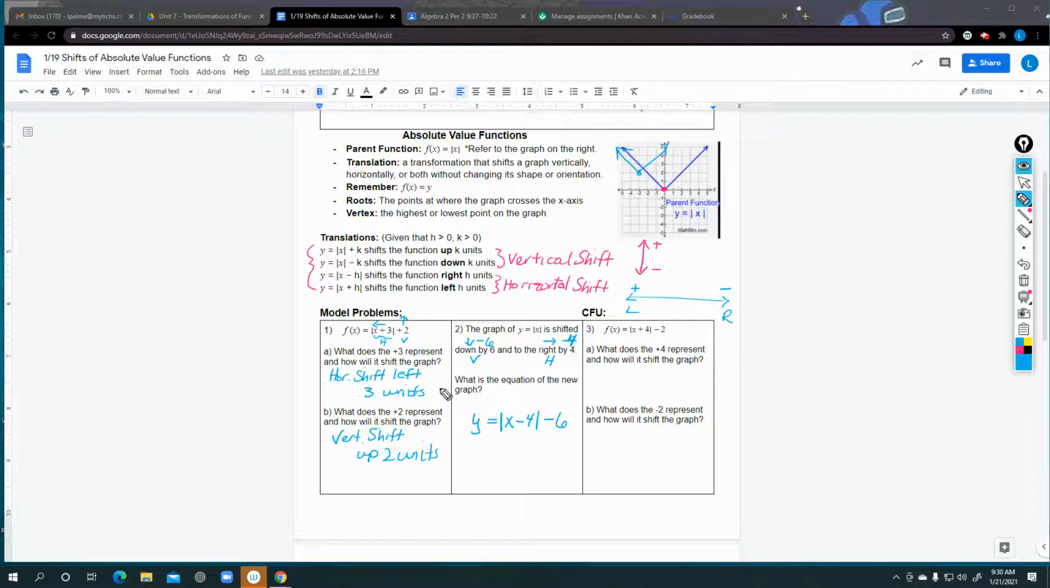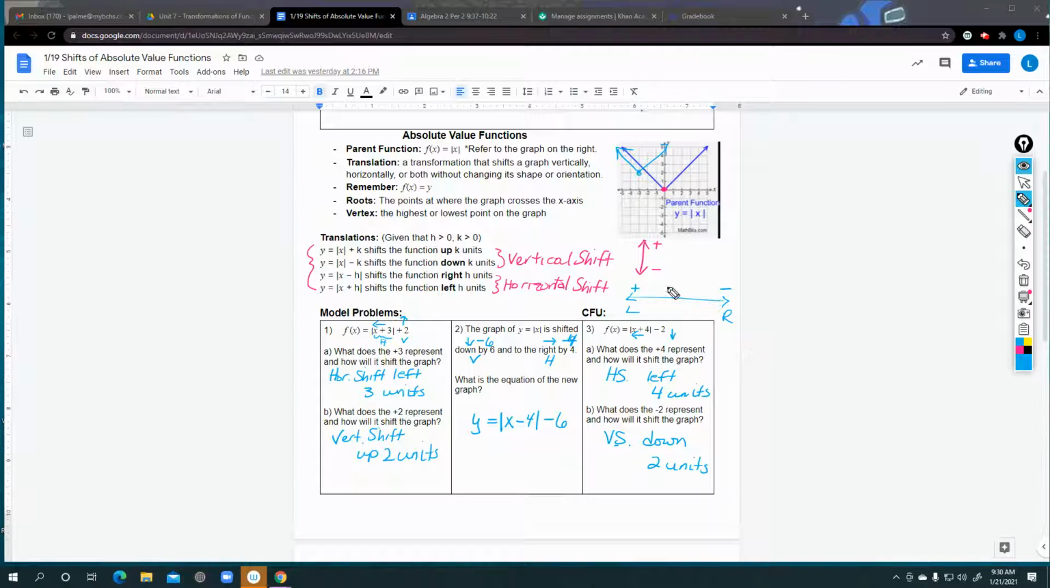Your check for understanding is very similar to number 1, so annotate first, pause this video, and take a second. Okay, now, x plus 4, that means we are going to the left 4 because it's positive. So horizontal shift, left 4 units. And then that negative 2 means we're going down. That's your vertical shift, down 2 units. Oops, not 2 ups. Units.